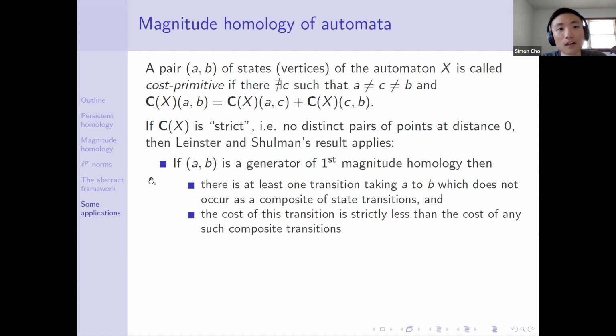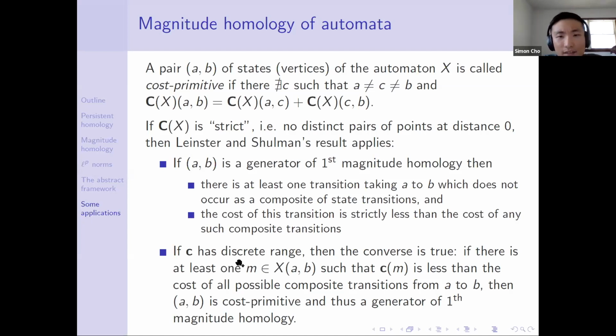And so if a pair of states is a generator of first magnitude homology at some length scale, it means that it's cost primitive, which means that there's at least one transition taking A to B which cannot occur as a composite of transitions that take you to some other state, and it's strictly less than the cost of such composite transitions.